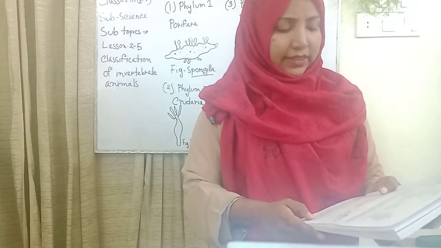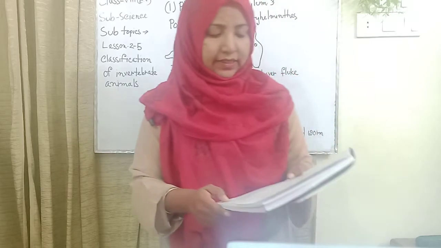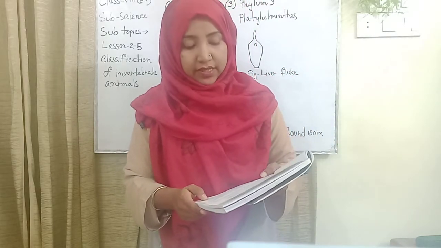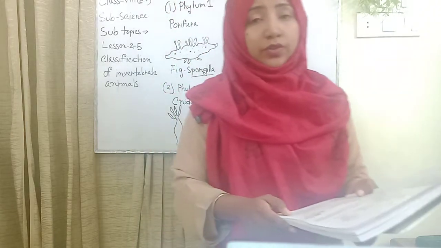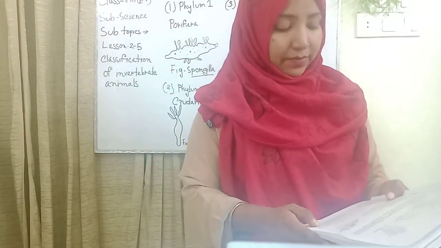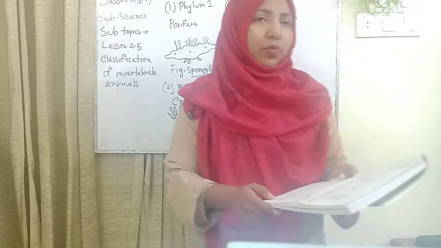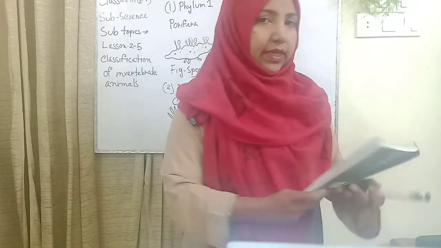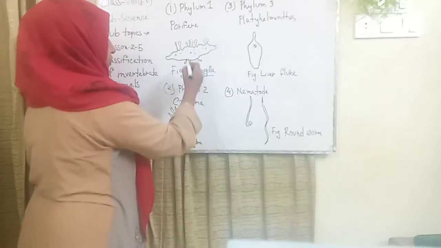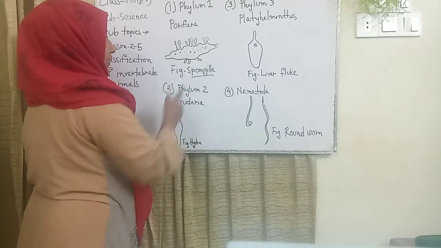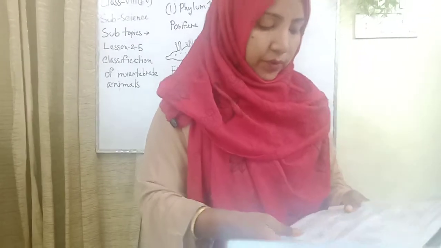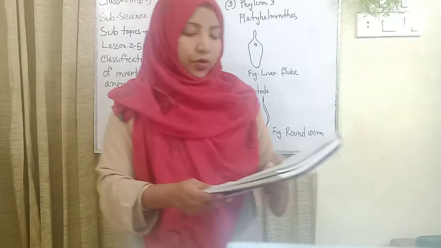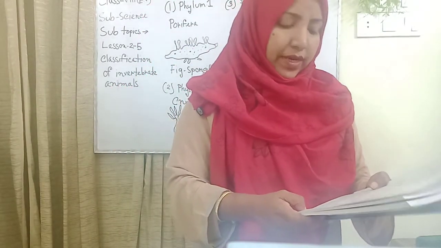General characteristics. The first characteristic is that they are the simplest multicellular animals. The second is the body wall with numerous pores. Here I have drawn this structure, and these are the pores. Another name for the animal is sponge.